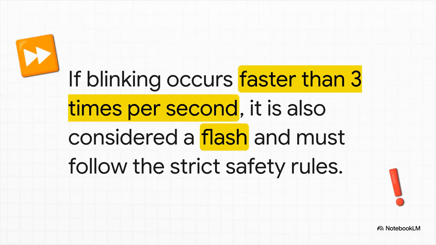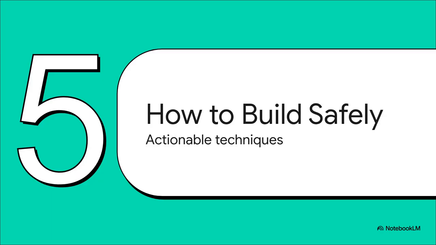So where's the line between them? It all comes back to our magic number. If any element on your page, even if you call it a blinking cursor or whatever, cycles more than 3 times per second, it is officially considered a flash and has to follow all of these strict safety rules. All right, we've gone through the risks and the rules, so let's get practical.